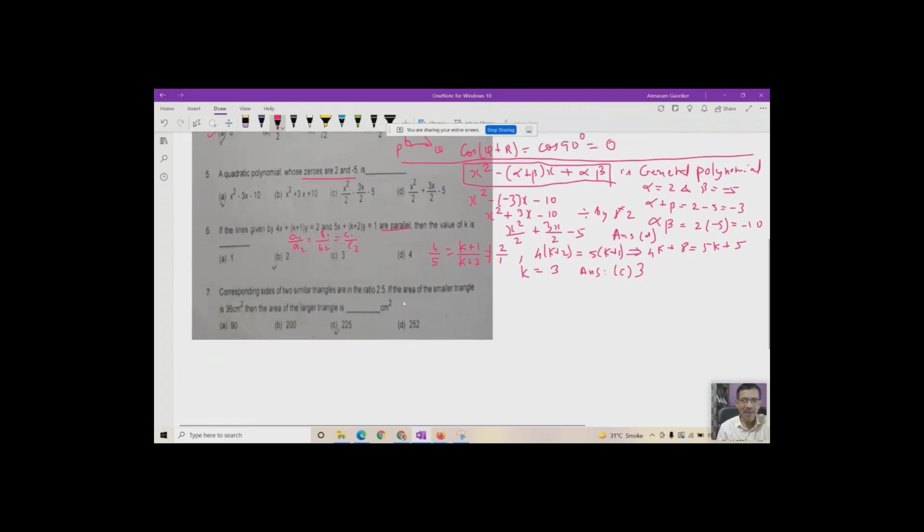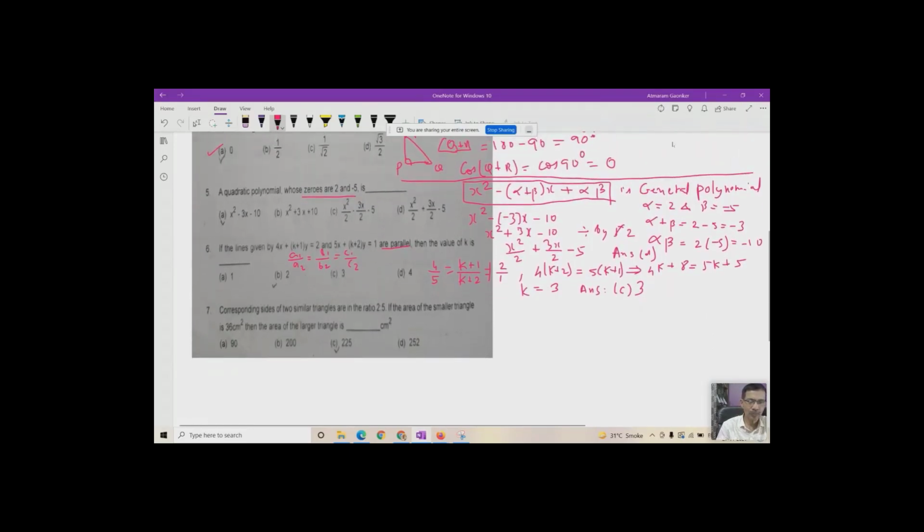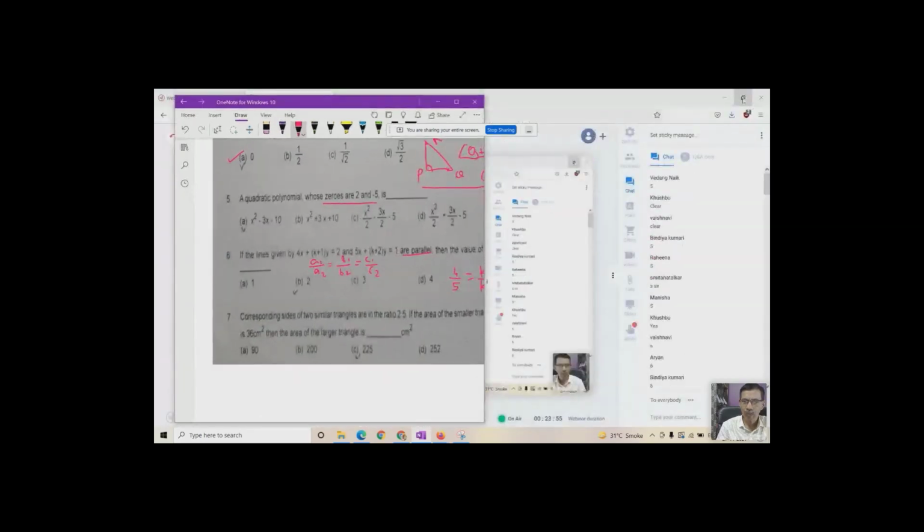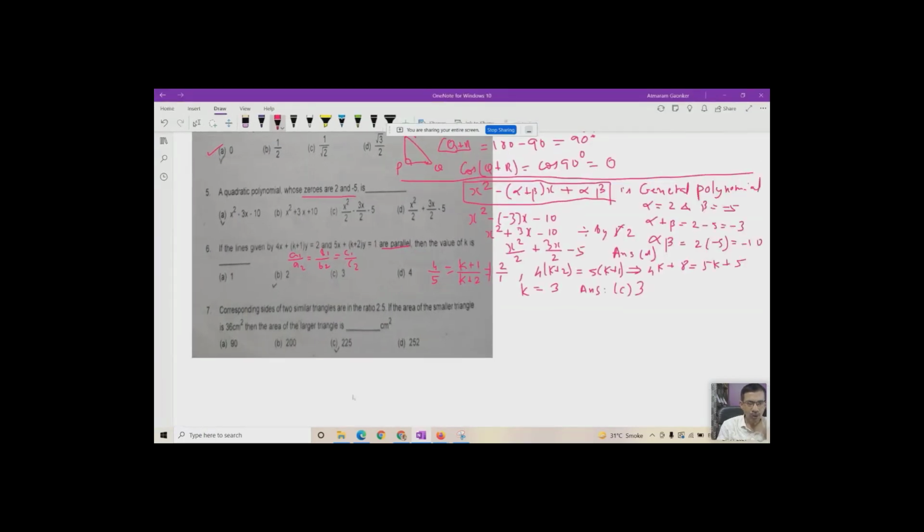Now let me go to the next question. Yes, very good. So the next question is like this. Corresponding sides of two similar triangles are in the ratio 2:5. The area of the smaller triangle is 36 centimeters square, then the area of the larger triangle is dash.